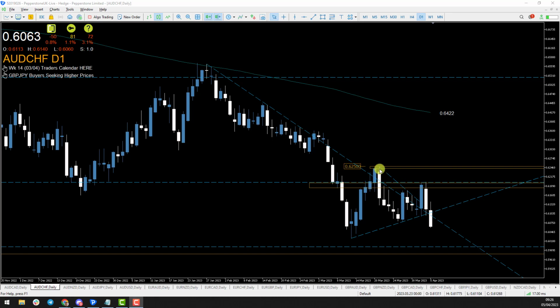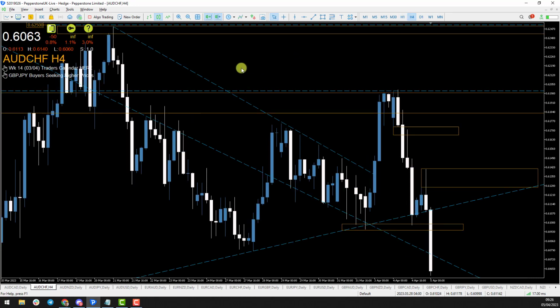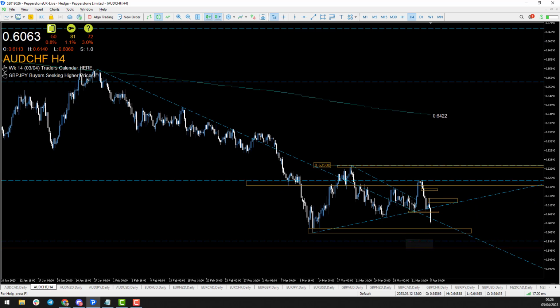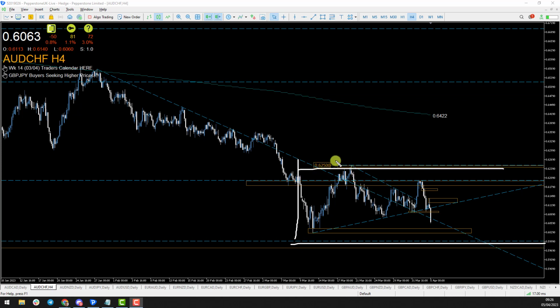So what I'll be looking for is lower time frame entries. If we just go to the 4-hour time frame, for instance, I'm just going to zoom out a little bit because we are slightly congested in this area here. So if I just map that area out, it's this area through here, with the high being that 0.6250, the target being that 0.6 area.